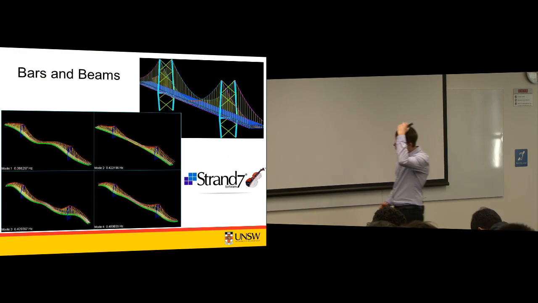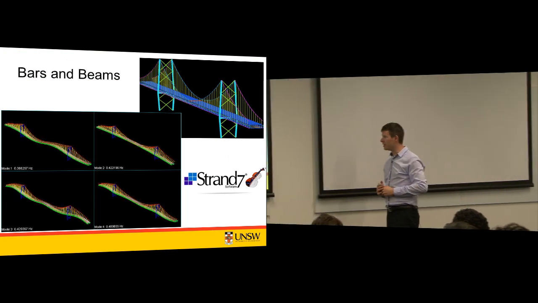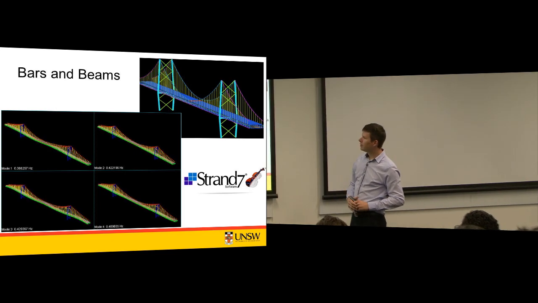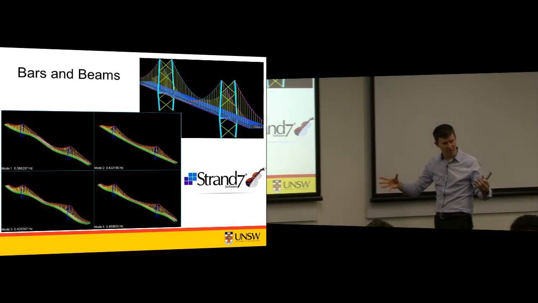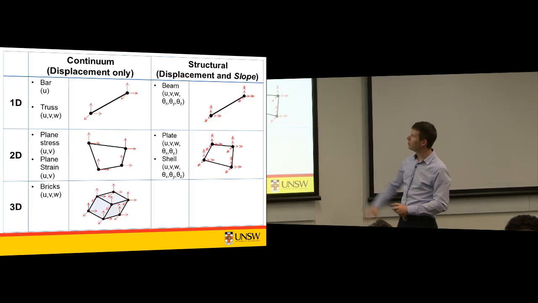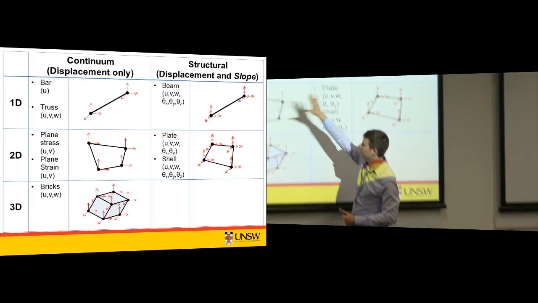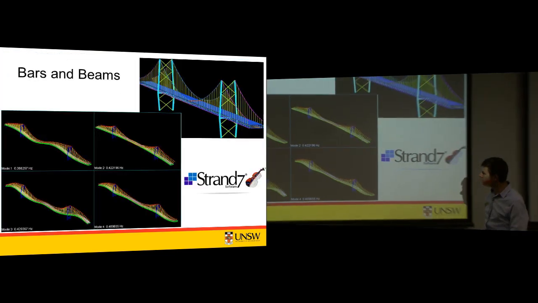Bars and beams. We have a problem with letters. There's not enough letters in the alphabet. It kind of gets fun. So bars and beams. So here's an example of a structure that has long, slender members. All right, lends itself well to one-dimensional elements. Okay, let's not use computational power of bricks.